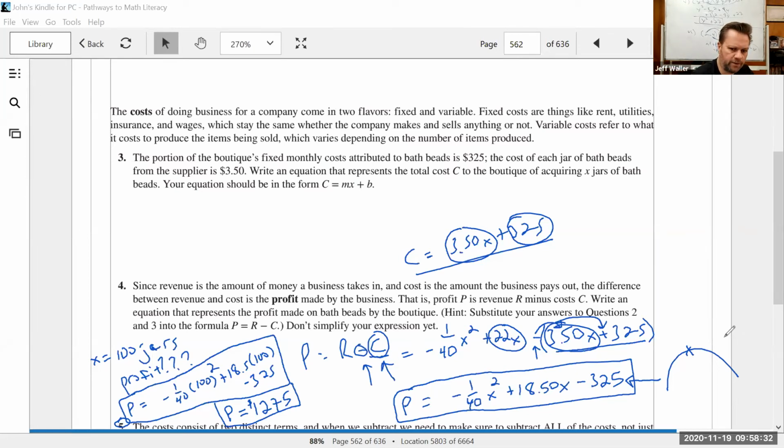How do I know this is a down parabola again? How do I know it opens down like this? Because the x squared piece is negative. I like it.